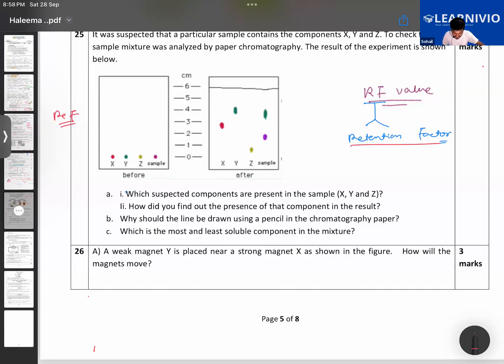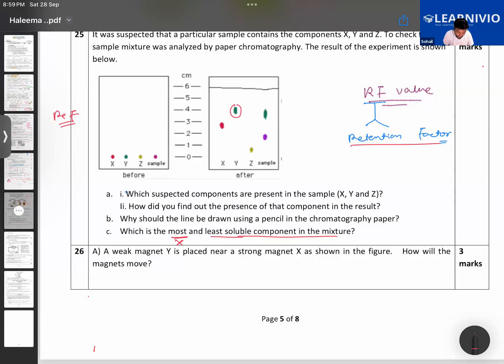Now, which is the most and least soluble component in the mixture here? The most soluble is the one going farthest up. So which one is going farthest up here? It's Y. So Y is the most soluble component. The least soluble is Z, the one traveling the shortest distance on the chromatography paper, because it is not dissolving in a very good manner.